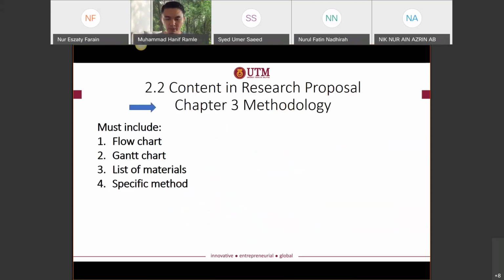So chapter 3 is about methodology. The important element that you have to include is, first, of course, the flow chart. You have to have a flowchart starting from start, the decision making, for example, the processing, until the end. And number two, of course, the Gantt chart, the plan from week or month one until the end.